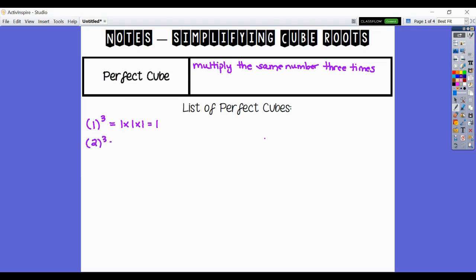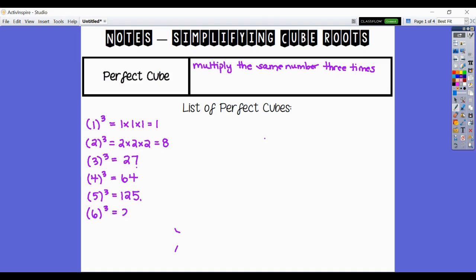2 cubed here again would be 2 times 2 times 2, which gives me 8. 3 cubed is 3 times 3 times 3, which gives me 27. 4 cubed is 4 times 4 times 4, which gives me 64. 5 cubed is 5 times 5 times 5, which gives me 125. 6 cubed is 6 times 6 times 6, which gives me 216. 7 cubed is 7 times 7 times 7, which gives me 343. We'll kind of stop there. We're not going to go much higher than that.